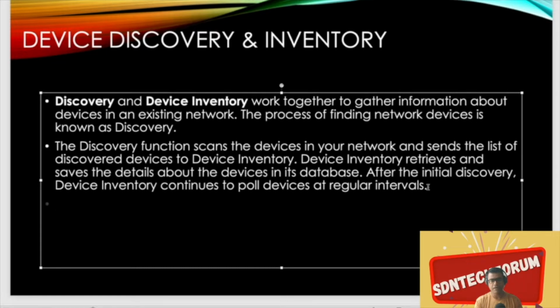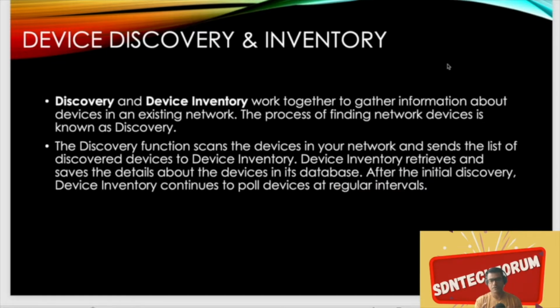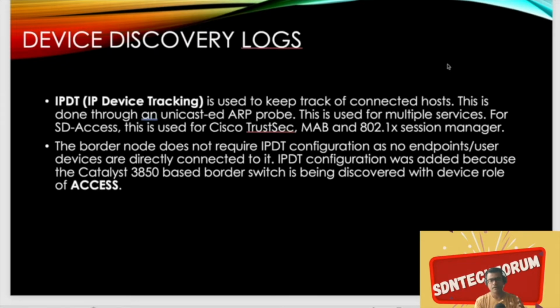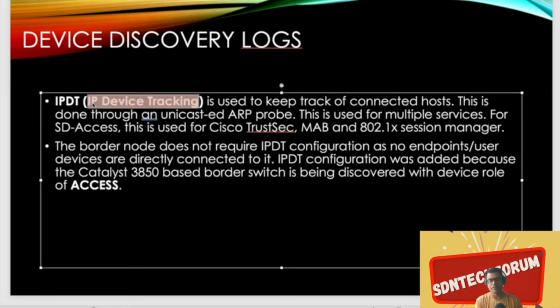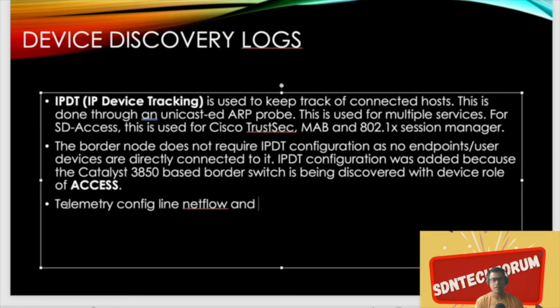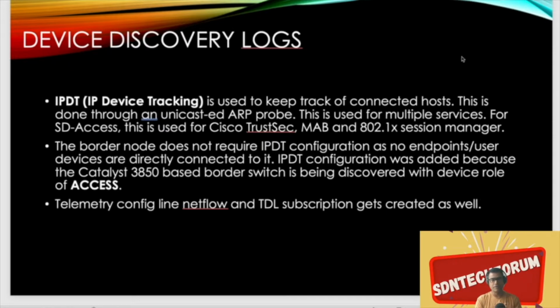Discovering the device is where DNS Center goes ahead and processes finding network device information, and that is the discovery. Once the device is discovered, it is reflected in the DNAC inventory. A word about IPDT, IP device tracking. This is the way DNAC tracks the connected hosts and comes in very handy for wired mobility, as well as being a prerequisite for TrustSec. And we will also touch base upon telemetry, so NetFlow and TDL subscription based telemetry.